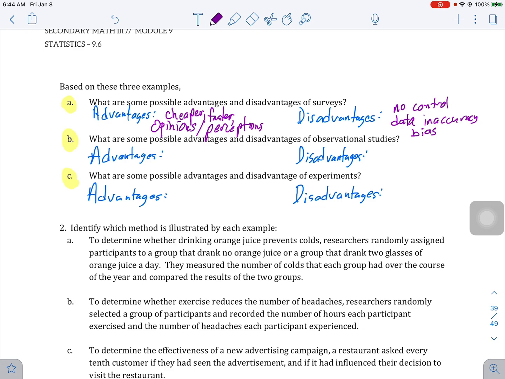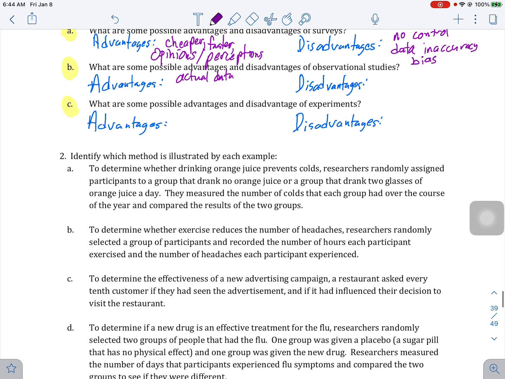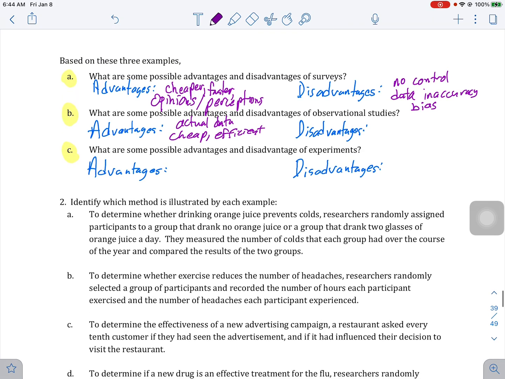Observational study is you're getting actual data. It's convenient. It's possibly cheap. It's possibly efficient. It's easy to do, to get data. And the disadvantage of that is there's no control, especially with the variables. So you're not going to know cause and effect, for example, because you don't know what might be controlling the data.